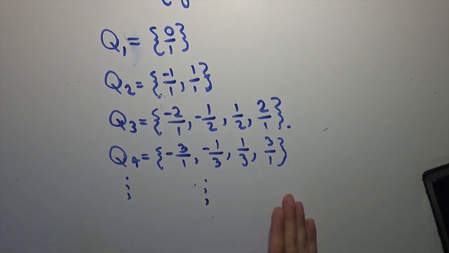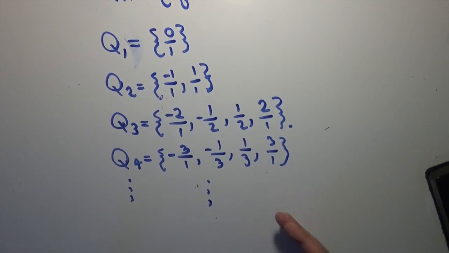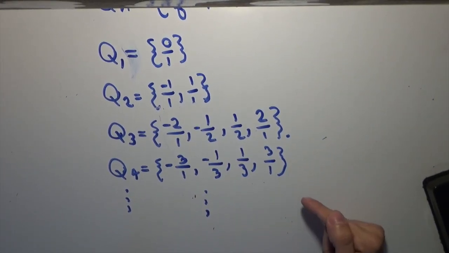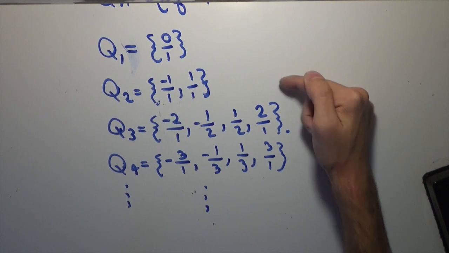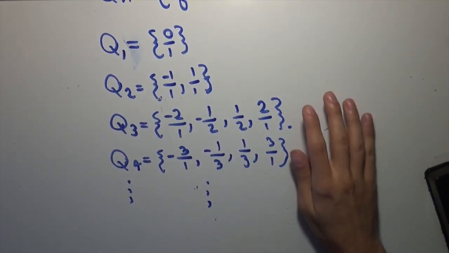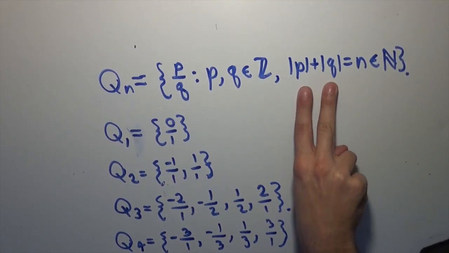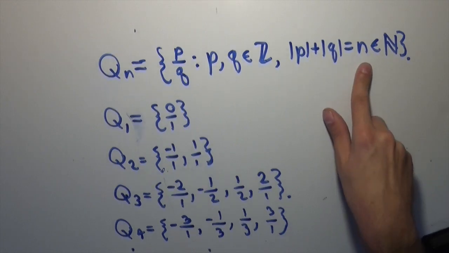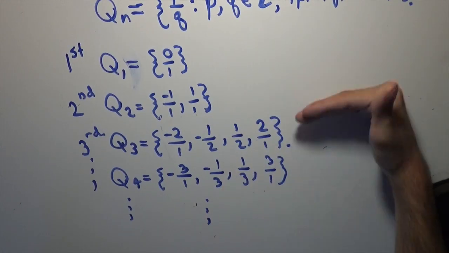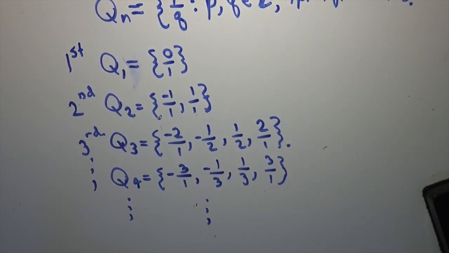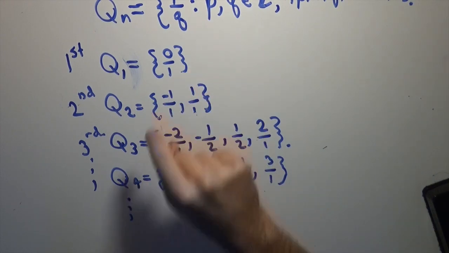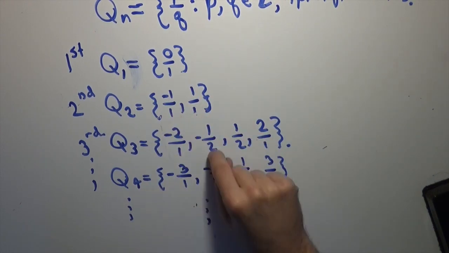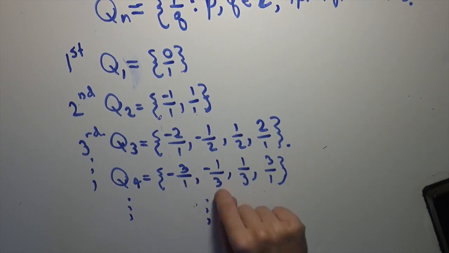But essentially the idea is in each new set we find the fractions that we haven't listed yet, where we take the absolute values of their numerators and denominators, add them together, and we get the integer n. And that's how we get Qn. That way, I know I'm going to hit every single fraction. Each natural number is going to hit a single fraction, and each fraction is going to be hit exactly once.